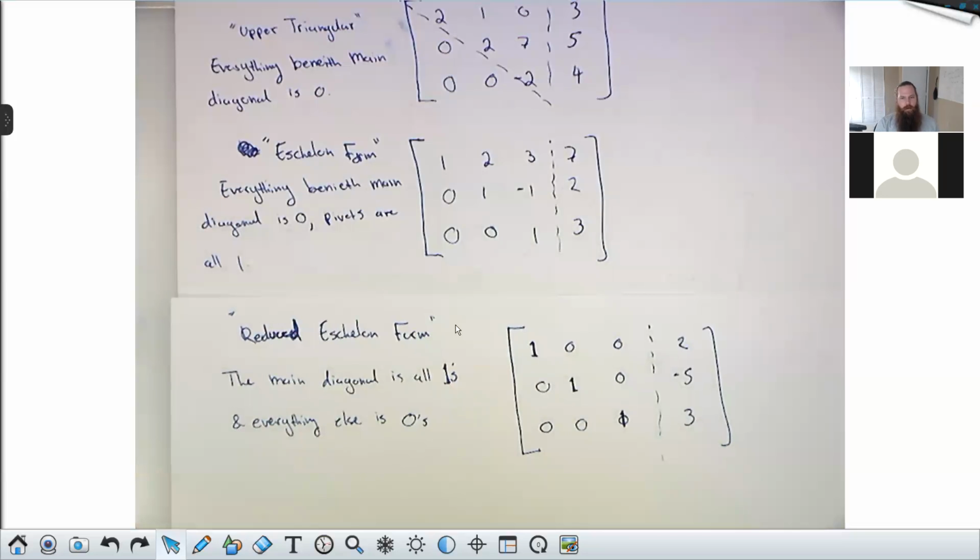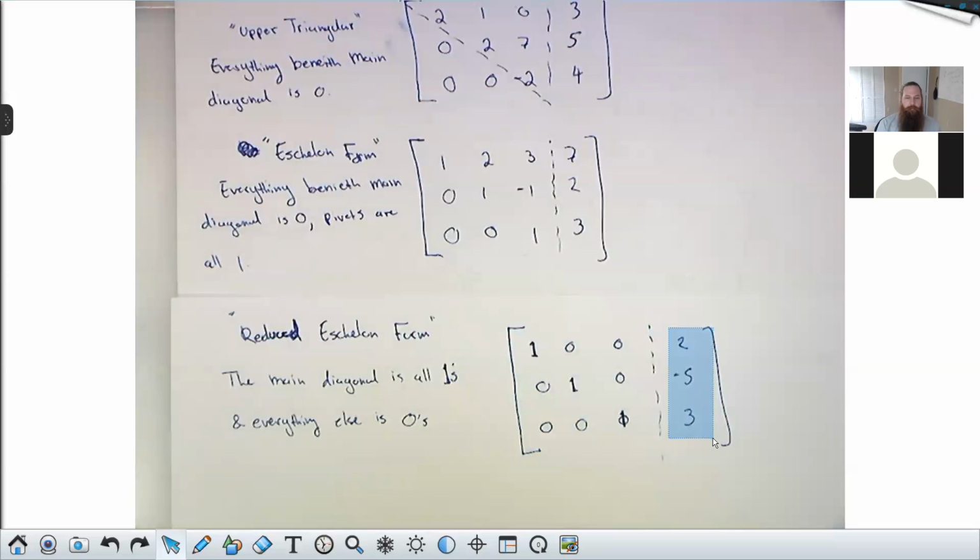So before I move on, I just want to make clear that if you're trying to read off the solutions to a system, the reduced echelon form is the easiest one to work with, because this bottom equation just tells you 0x plus 0y plus 1z equals 3. So z is 3. This tells you 0x plus 1y plus 0z equals negative 5. So y is negative 5. And this guy tells you that 1x plus 0y plus 0z is equal to 2. So x is 2. In other words, if you get the matrix into this form, then the solution to the system is just these numbers.